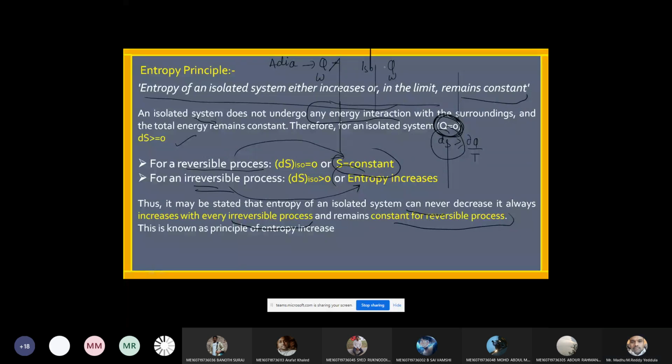Yes or no? Here if you see, even in the statement I am telling entropy of an isolated system. Entropy of isolated system means no heat, no work. It can never decrease. It always increases with irreversible and remains constant for reversible process. Clear now?